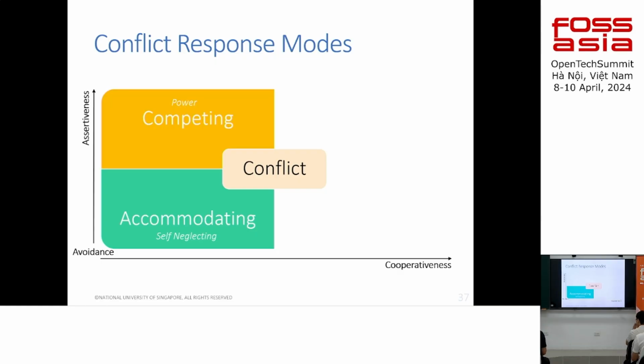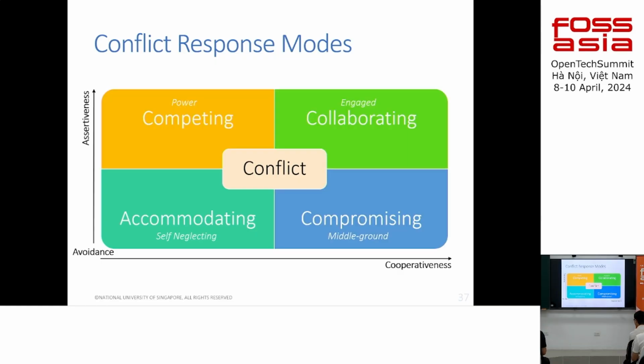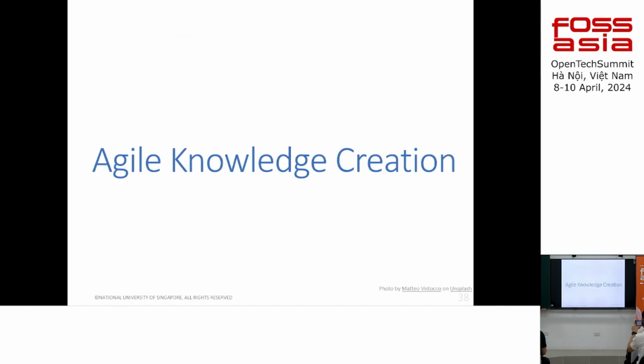So this is a conflict response mode. You have accommodating at one end. If you have a lot of avoidance, that's where you are. If you have a lot of assertiveness as well as a lot of cooperation, you will be at the highest green end, which is engaged collaborating. We want to have that. Okay, I don't think we have time for knowledge creation, so I'll skip that.